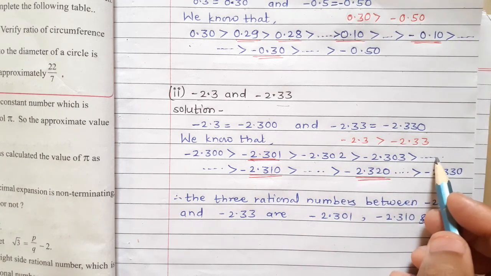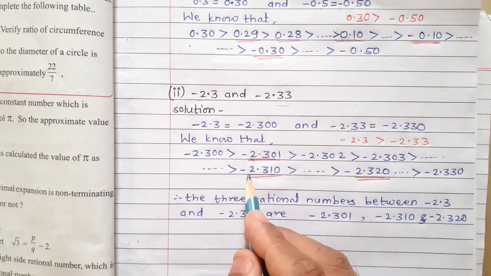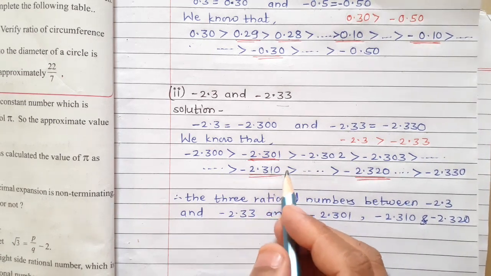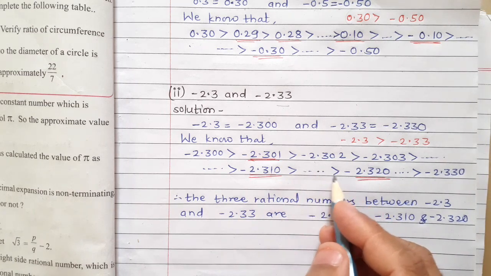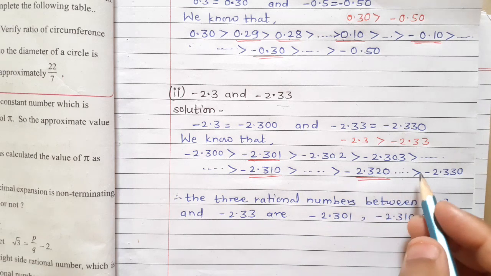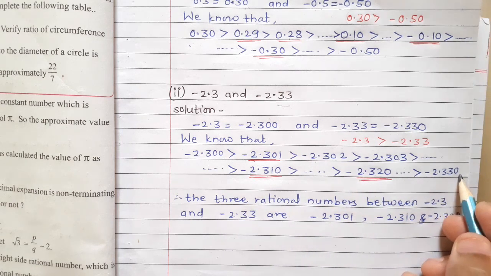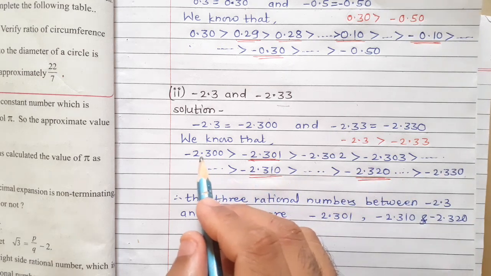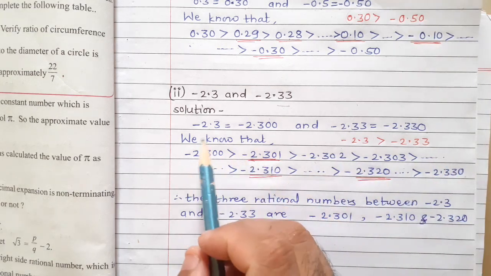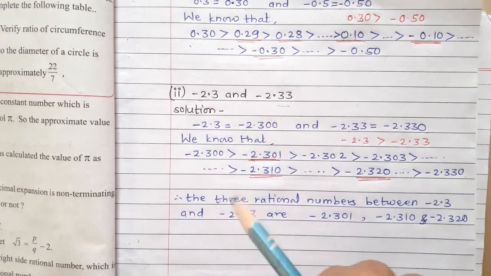So minus 2.301 is greater than minus 2.302, is greater than minus 2.303, is greater than minus 2.304, and so on. There are so many numbers. So in this way we can write minus 2.310 is greater than and so on, is greater than minus 2.320. In this way we can write it is greater than minus 2.330 also. So in this way we can find out the required numbers in between the given two numbers.